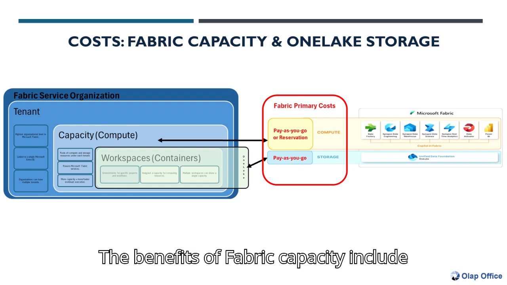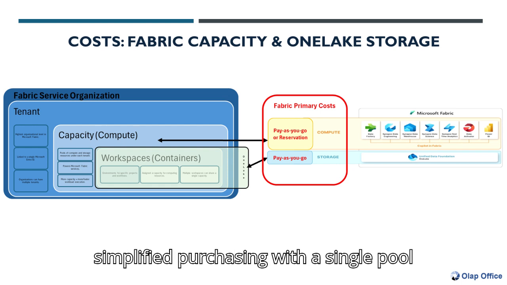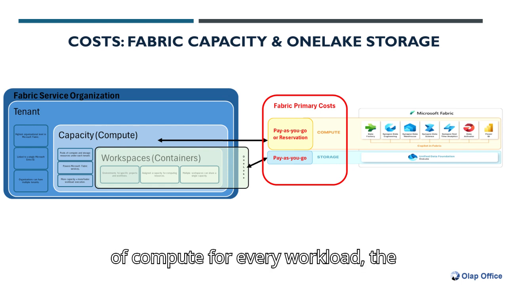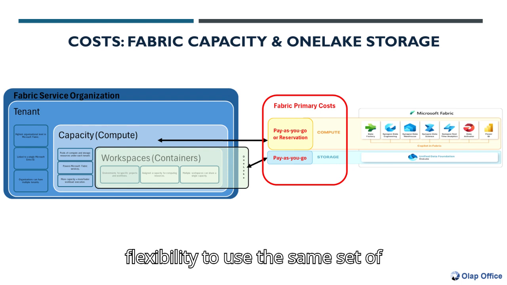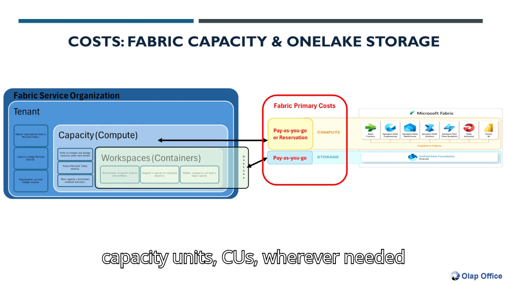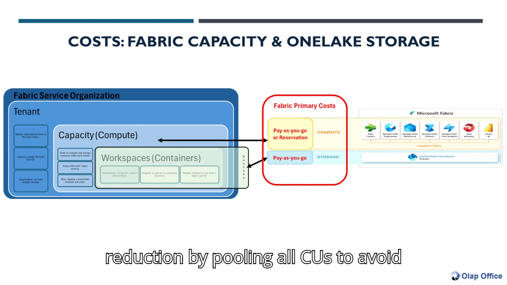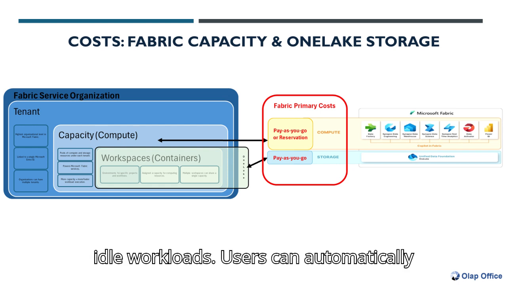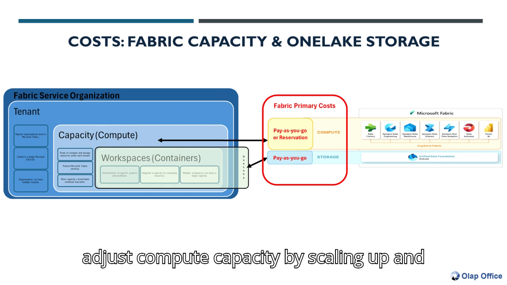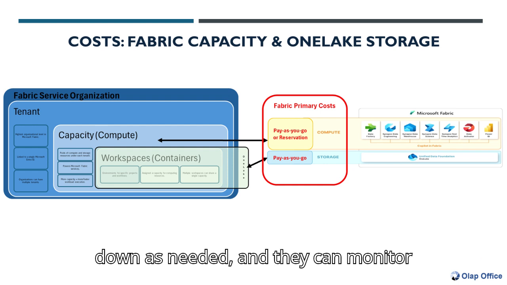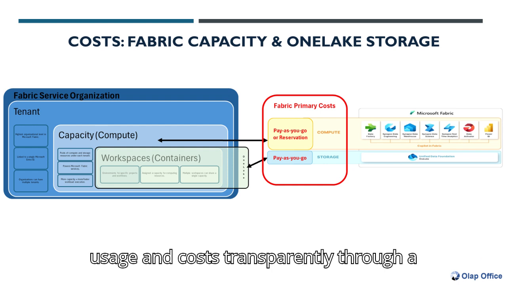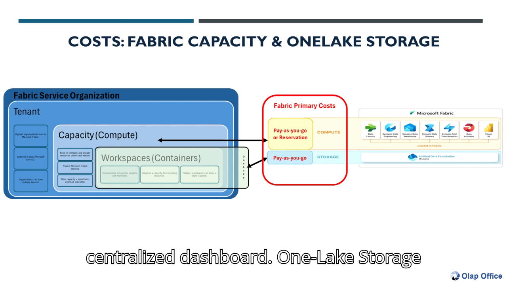The benefits of Fabric Capacity include simplified purchasing with a single pool of compute for every workload, the flexibility to use the same set of capacity units, CUs, wherever needed without pre-allocating capacity, and cost reduction by pooling all CUs to avoid idle workloads. Users can automatically adjust compute capacity by scaling up and down as needed, and they can monitor usage and costs transparently through a centralized dashboard.